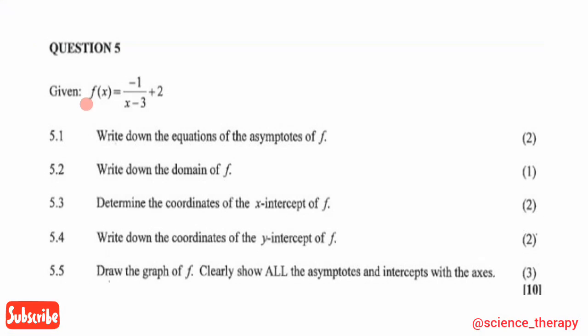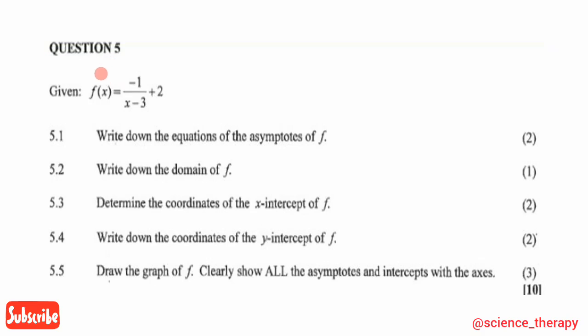Okay, so we have question 5. It says given f of x is equal to -1 over x minus 3 plus 2. And then 5.1 says write down the equation of the asymptote of f. So we know this is a hyperbola, and in a hyperbola we have two asymptotes, which is the vertical asymptote and the horizontal asymptote.